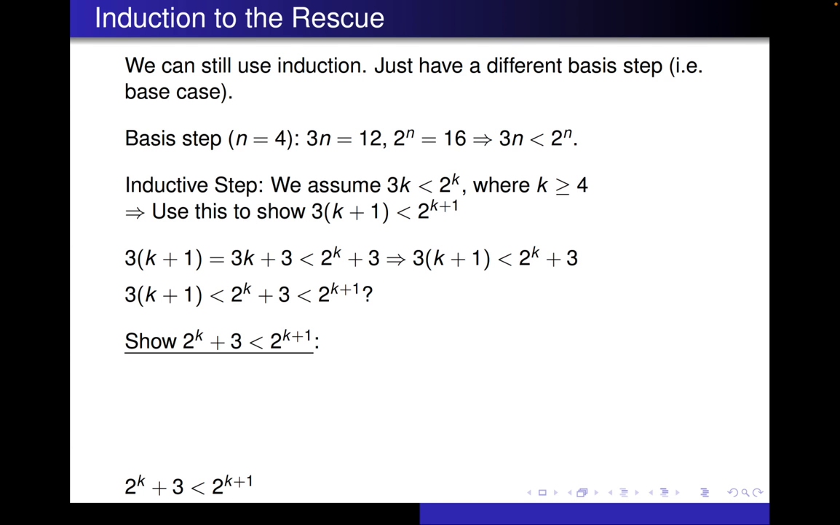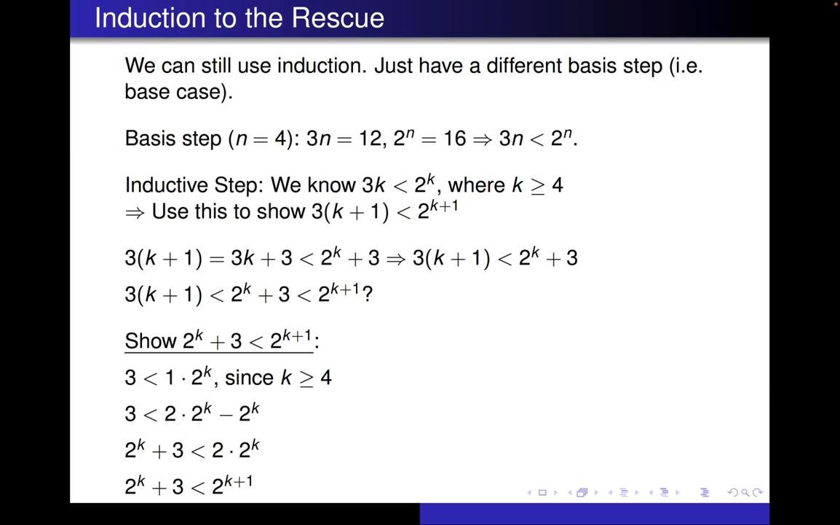So what I want to end up with is 2 to the k plus 3 is less than 2 to the k plus 1. I can split that right-hand side into 2 times 2 to the k. I can move that 2 to the k on the left-hand side over to the right to get 3 is less than 2 times 2 to the k minus 2 to the k. And remember, that's 2 times 2 to the k minus 1 times 2 to the k. That gives me 3 is less than 1 times 2 to the k. And that is actually true.